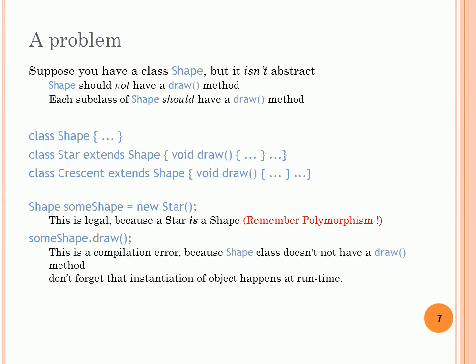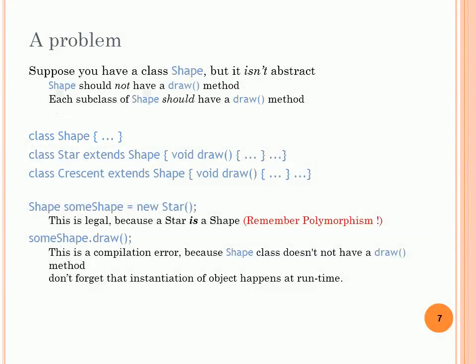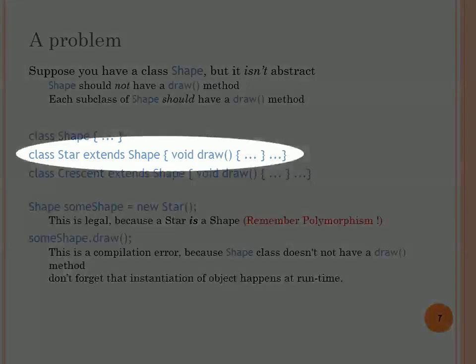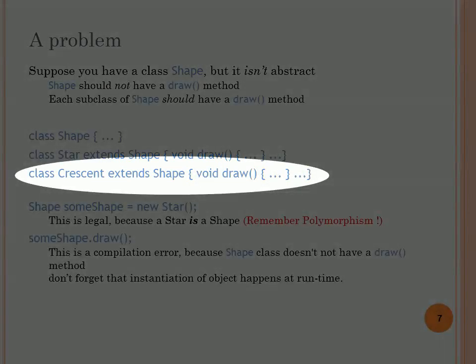Now, why did we not solve the problem using inheritance? So, we create a class called Shape. In it, we will not define the draw function because in this case, I don't want to draw the general shape. We want to draw the specific shapes, which are a star and a crescent. So, we will create another class called Star that extends Shape, inheriting from the Shape class. In this class, I will be creating the draw function. Then, a third class, Crescent, will extend the Shape class as well.